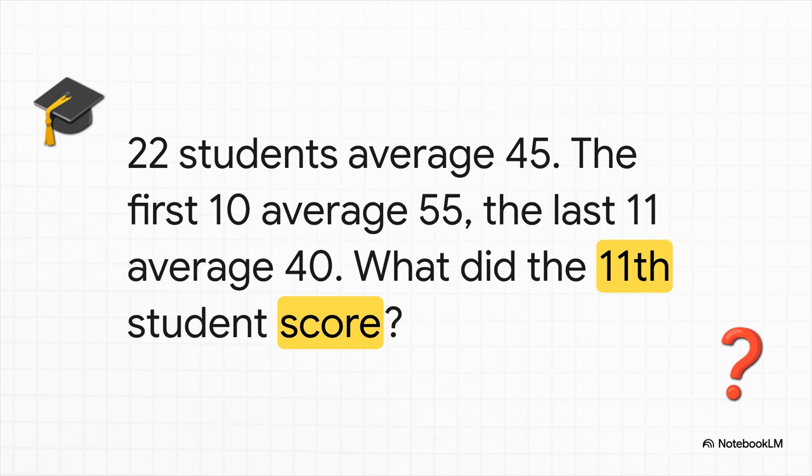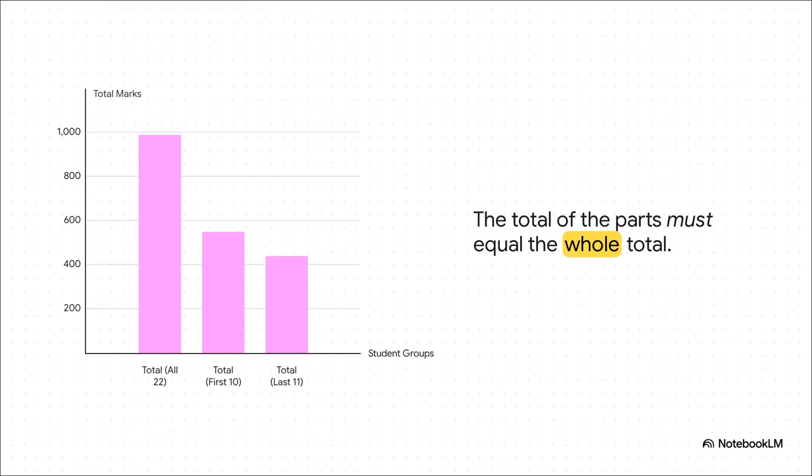Forget the averages, let's find the totals. This is just a simple puzzle, really. The total score for all 22 students combined has to be the same as adding up the scores of all the parts, right? So let's find those totals. The grand total for all 22 candidates is 990. Okay, the total for the first 10 is 550, and the total for the last 11 is 440.